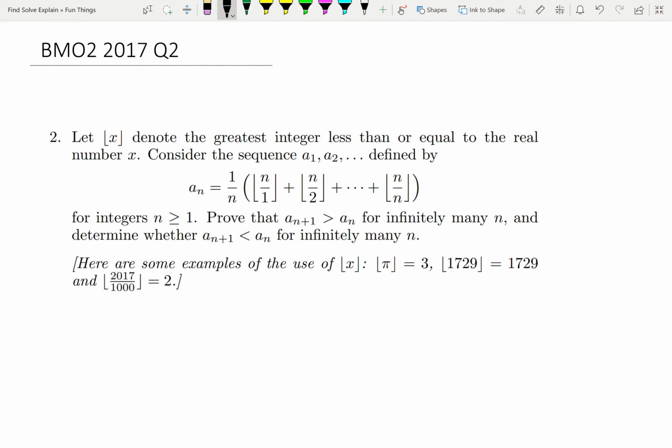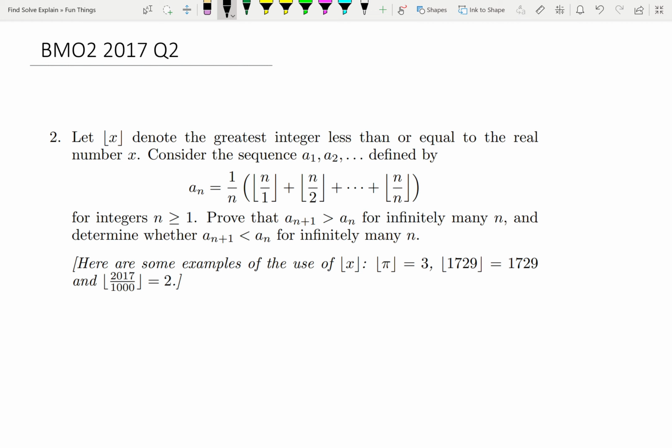Today we're going to go over BMO2 2017 question 2. This is a fairly fun question, which involves a rather unique sequence that you have to investigate. In particular, proving that a_{n+1} is greater than a_n for infinitely many n, and also determining whether a_{n+1} is smaller than a_n for infinitely many n.